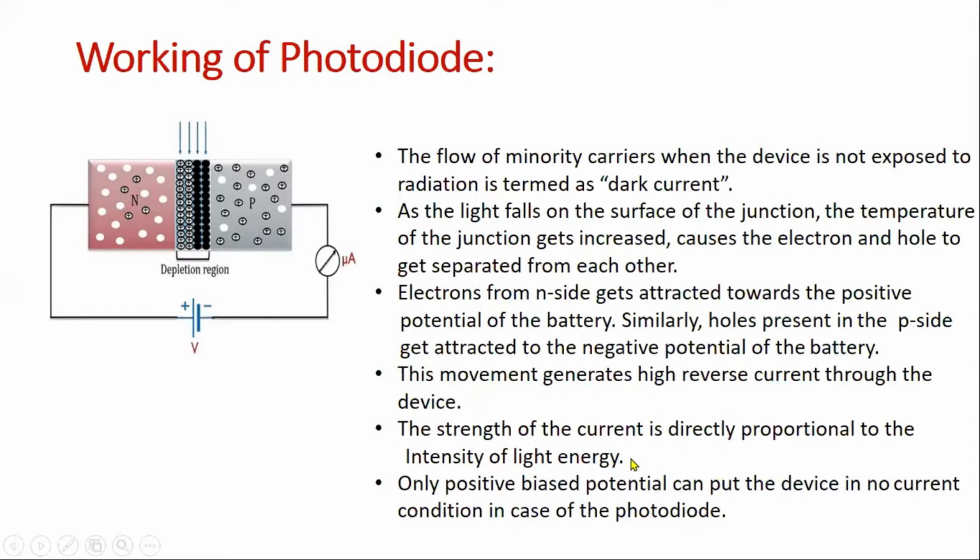So the strength of the current is directly proportional to the intensity of the light, you have to understand here. As the intensity of light is more, then you get more flow of current across the junction. A positive biased potential can put the device in a no current condition in the case of a photodiode.